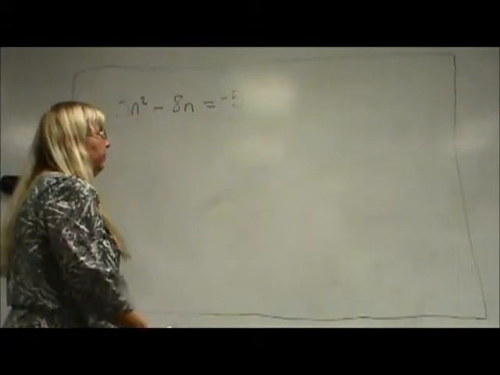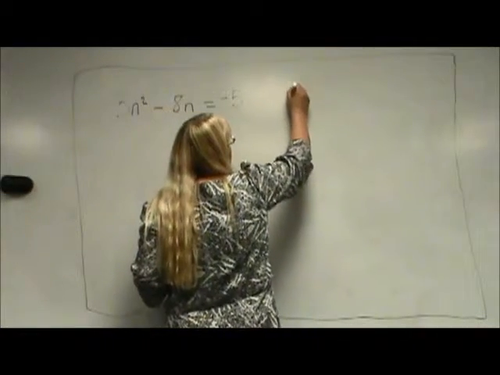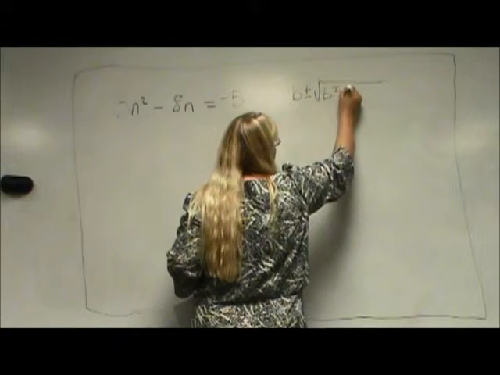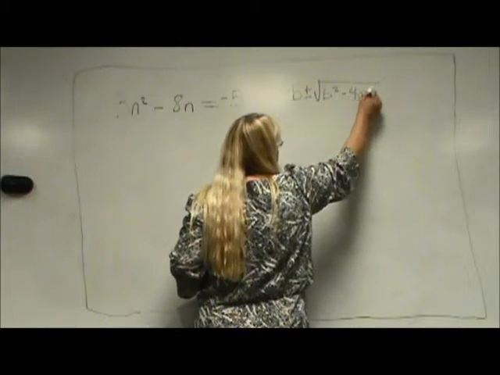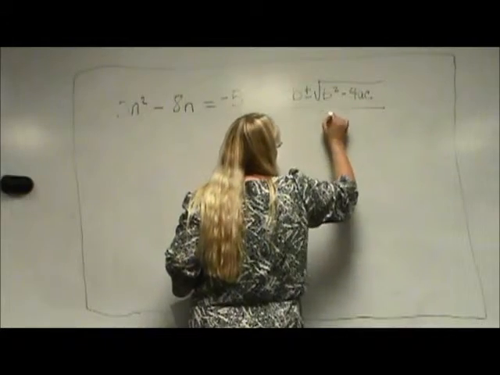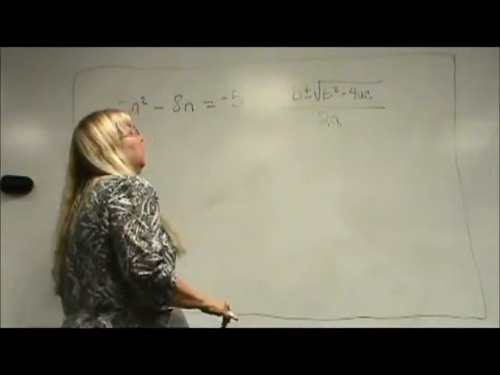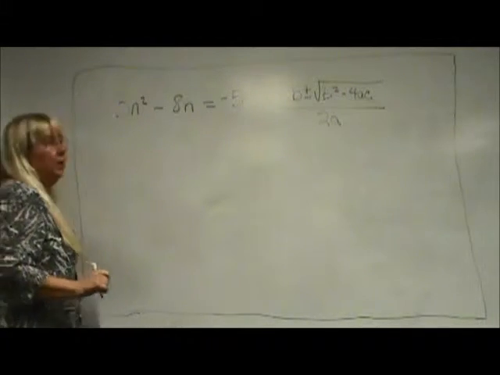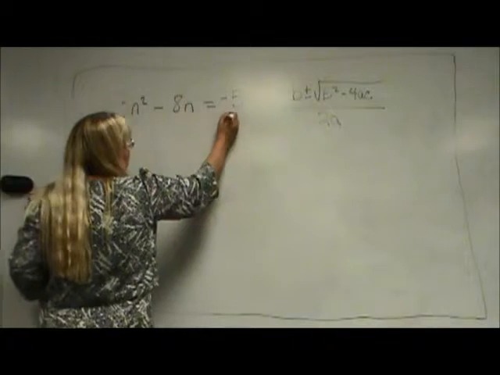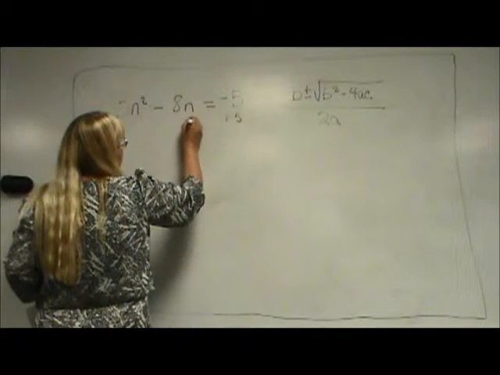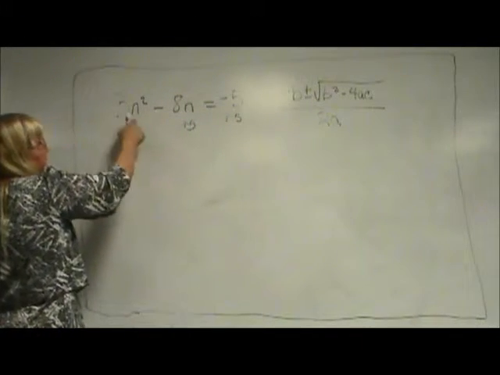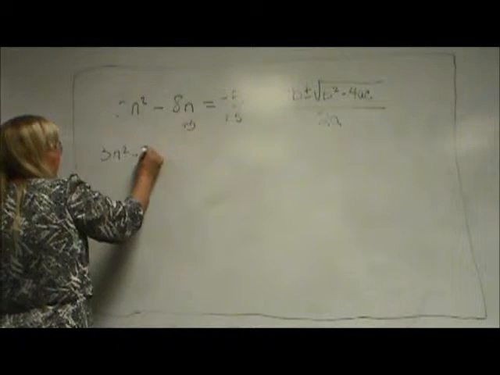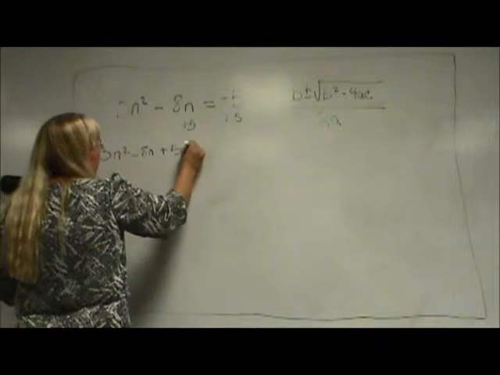Whenever we use a quadratic formula, which is negative b plus or minus the square root of b squared minus 4 times a times c, all divided by 2a, before we can even start the process, we need to make sure that our equation is in standard form. Since this one is not, we need to add 5 to both sides. 5 is not a like term with either one of these, so I will have 3n squared minus 8n plus 5 equals 0.